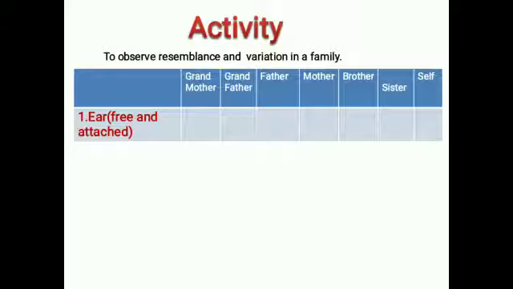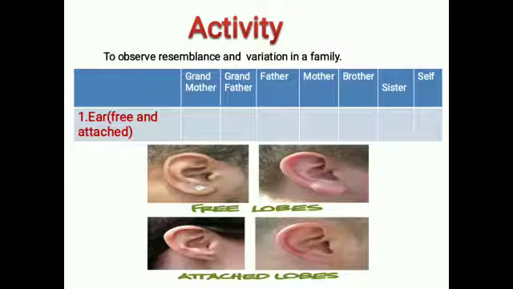Now the first feature and characteristic is the ear, free and attached. Now see the diagram. There are free lobes and attached lobes. Free lobes means the ear lobes hang free. And attached lobes means they connect directly to the sides of the head. They are attached. So, note the following characteristic in your grandparents, parents, your brother, your sister and yourself in the table. Like this.